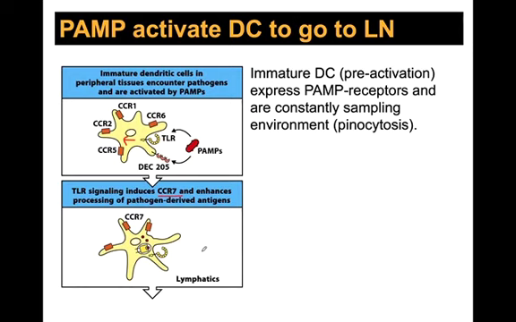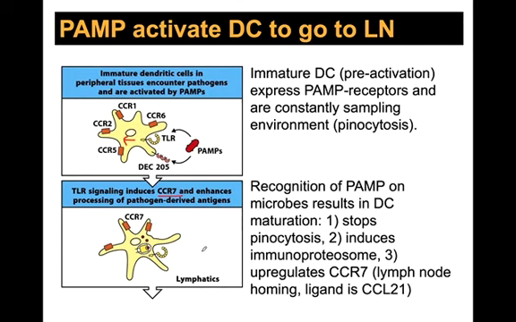Okay, so the immature dendritic cells, before they get activated, express all of these PAMP receptors, and they're constantly sampling the environment by macropinocytosis. Once it recognizes the PAMPs, that results in the dendritic cell becoming mature. Okay, and it does a couple of things. First, it stops pinocytosis. It says, okay, I've got something, I'm going to go with this. And it makes a lot of sense, because if it kept sampling the environment, you'd start taking up self-antigens, and that could be very bad.